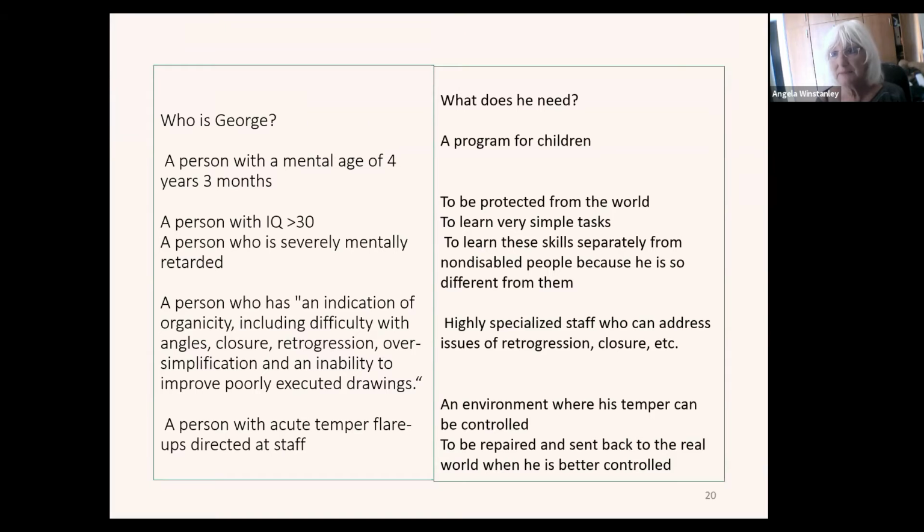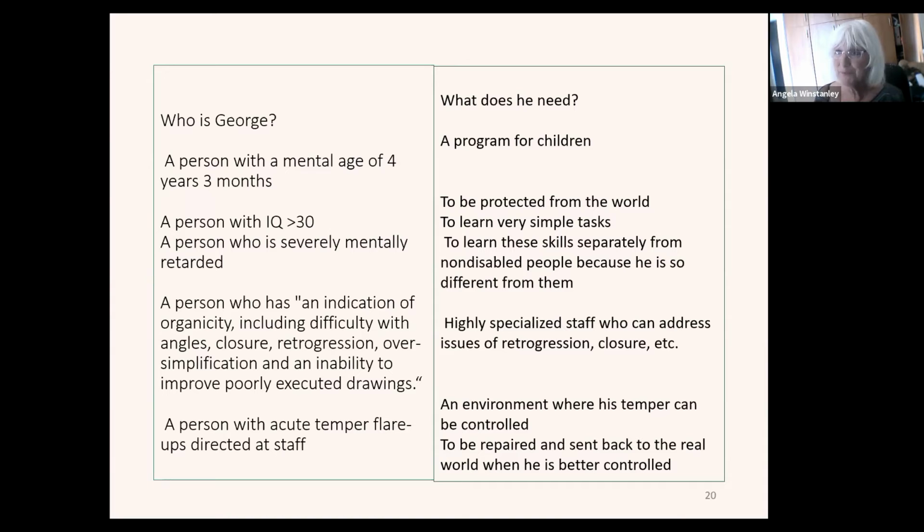What does he need? He needs a program for children because his mental age is 4 years and 3 months. He needs to be protected from the world, to learn very simple tasks, to learn these skills separately from non-disabled people because he's so different from them. He needs highly specialized staff who can address issues of retrogression, closure, etc. And he needs an environment where his temper can be controlled, to be repaired and sent back to the real world when he is better controlled.